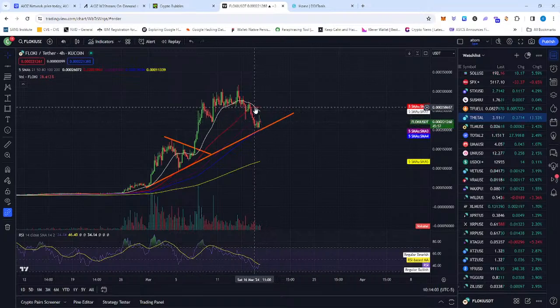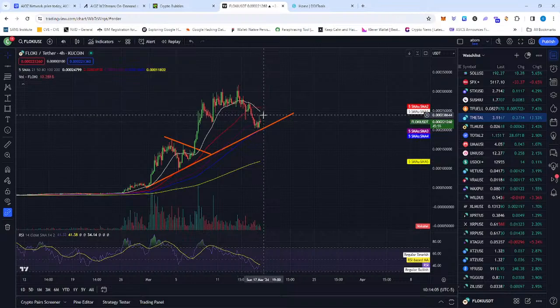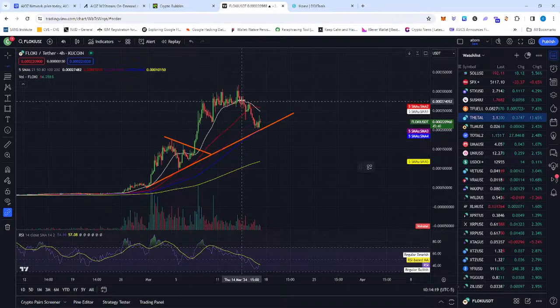Now, the 21 just crossed downward over the 50, so you had that downward momentum pulling it downward, and you had a bunch of selling pressure and whatnot. Okay, so if that 21 turns back around and crosses back across that 50, you'll see that coin go back up.